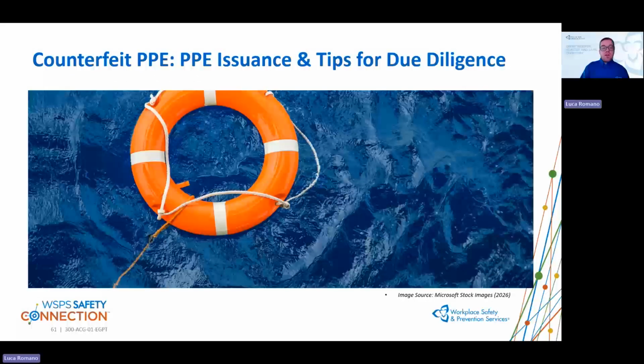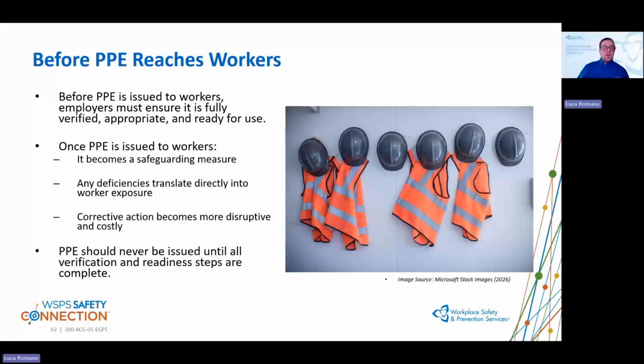Okay, the next step that we're going to look at is when we're actually issuing the personal protective equipment to the workers, and again, some due diligence that can be put in place in this situation as well. Before it actually reaches the worker, we want to make sure that we've done some type of verification process. Once we're issuing the personal protective equipment to the person and they're using it, that is a control that we've put in place, and the intent of it is to safeguard a person.